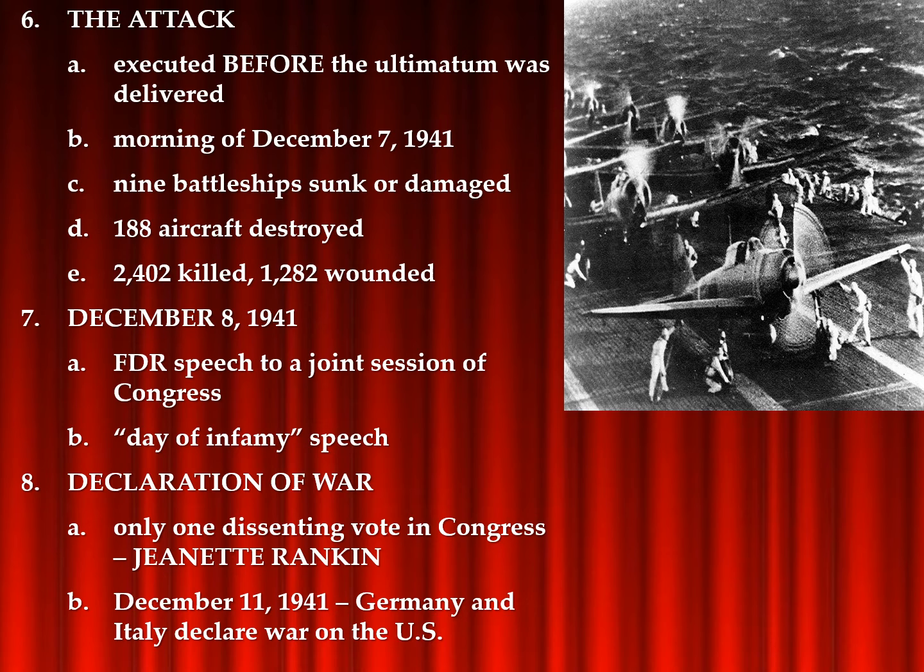They sunk nine battleships or damaged them heavily. 188 aircraft were destroyed. Many of those aircraft had been pulled out of the hangar and lined up on the runway because General Short, lacking proper intelligence, lacking proper information from Washington, believed that the Japanese were going to try and sabotage the planes in their hangars. So he had them pulled out onto the runway, and that meant that they were sitting ducks for the Japanese.